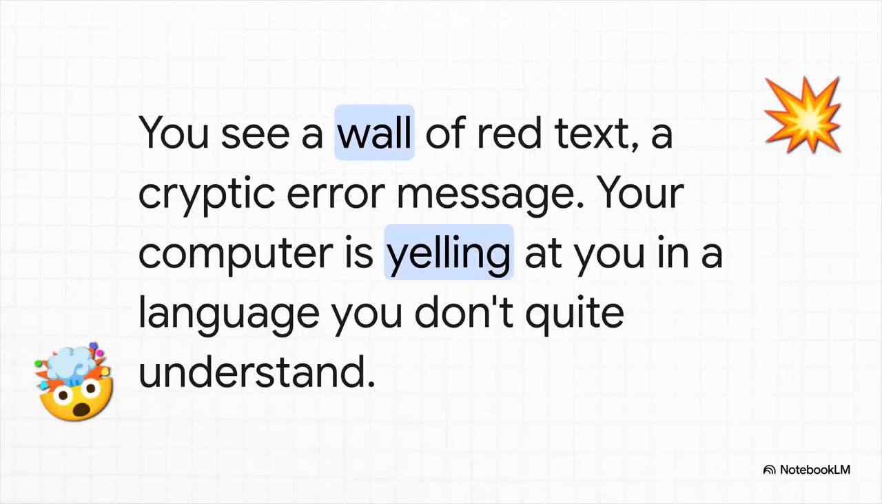You know the scene. It's a wall of red text, this super cryptic error message that honestly seems like it was designed to confuse you. It feels like your computer is just yelling at you in a language you don't quite understand. Your heart kind of sinks a little. Is it a typo? A logic error? Where do you even begin?